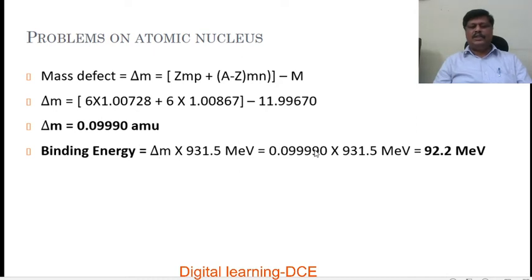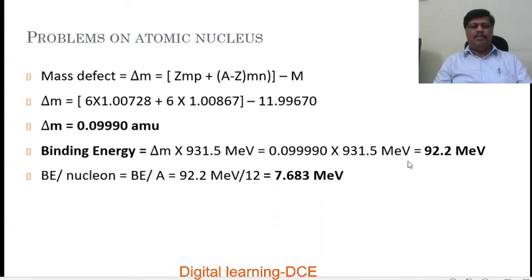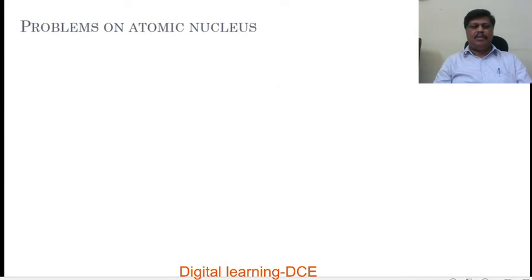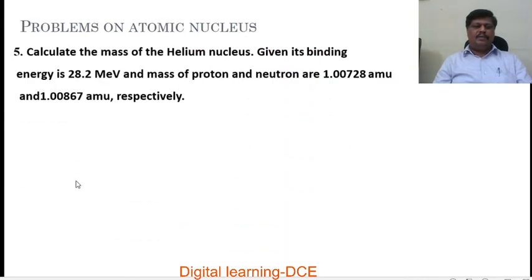Mass defect is 0.999, actually 999 into 931.5 MeV. After simplification, we'll get 92.2 MeV. And also, specific binding energy or binding energy per nucleon is given by binding energy by mass number, that is 92.2 MeV, where mass number is 12. After simplification, we'll get the specific binding energy or binding energy per nucleon as 7.683 MeV.